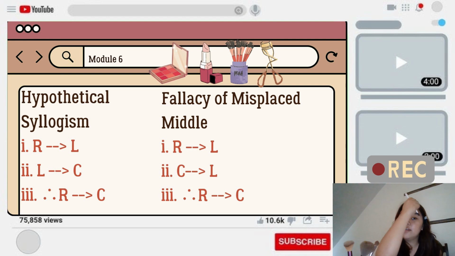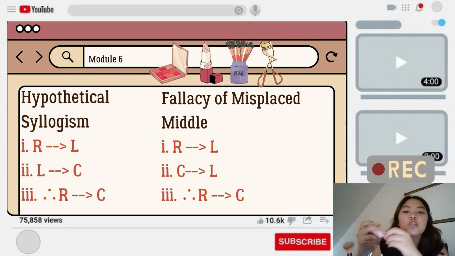Next is the fallacy of misplaced middle. This fallacy is committed when the middle term is not shared properly in either minor or major premises. An example using this is, all cats are mammals. All dogs are mammals. The middle term mammals fails to establish a direct relationship between cats and dogs.